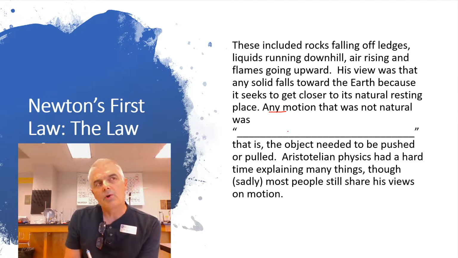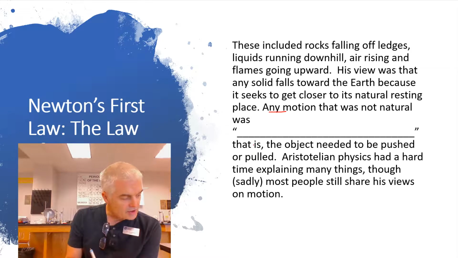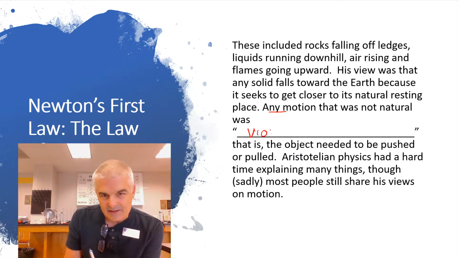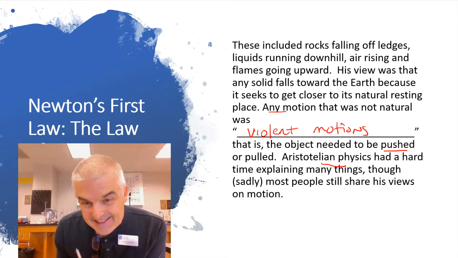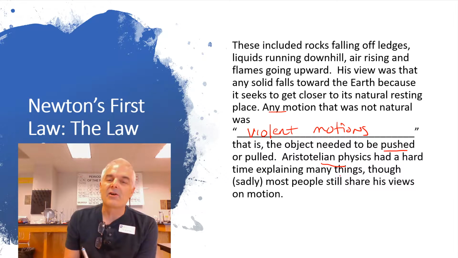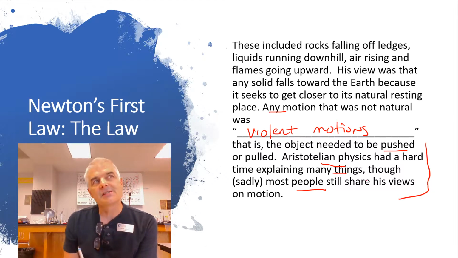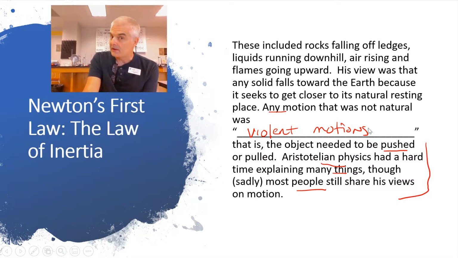But then there were motions that were unnatural, and he calls these violent motions. That's when it has to be pulled. It doesn't happen naturally. If you want to pull something up a hill, you have to do something, and those are called violent. Aristotelian physics had a hard time explaining many things. But actually, many people still kind of view Aristotelian physics without knowing that it's been debunked.